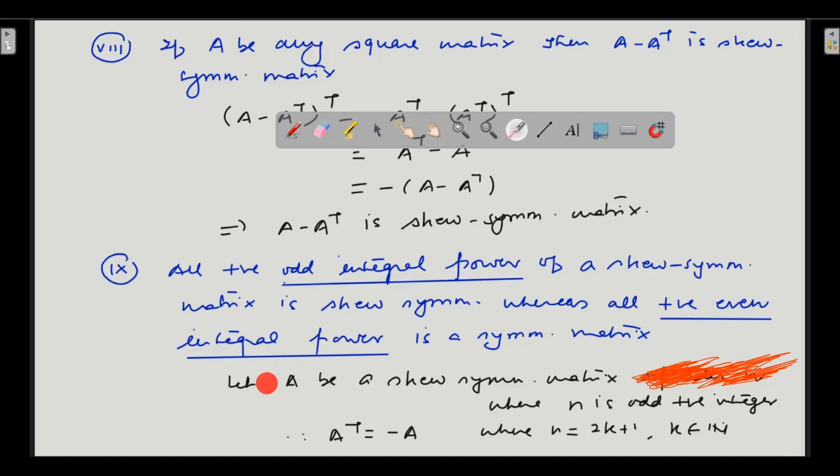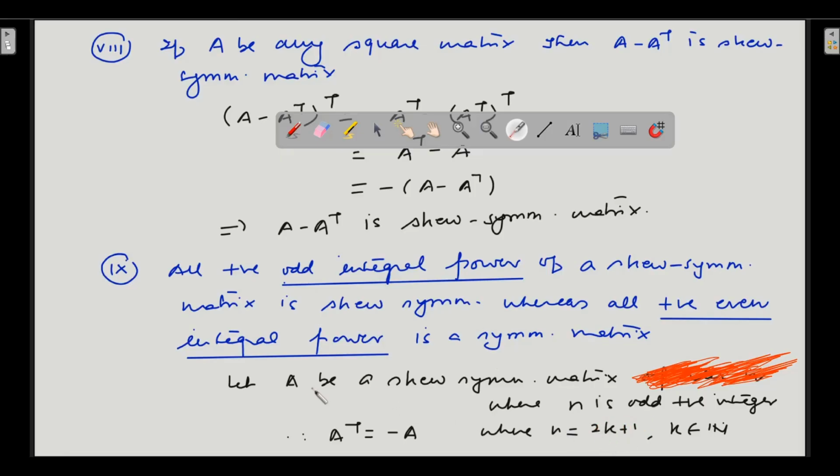Now it is correct. Let capital A be a skew-symmetric matrix, and small n is an odd positive integer. Whenever an integer is odd, we can write it as 2k plus 1, where k is any natural number. If you take k equal to 0, n will be equal to 1. If you take k equal to 1, n will be 3. If you take k equal to 2, n will be 5, and so on. So in order to represent an odd number, we can use the notation 2k plus 1.